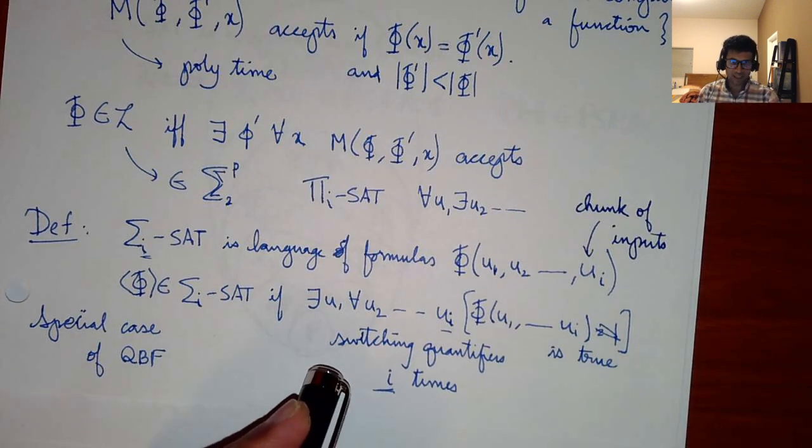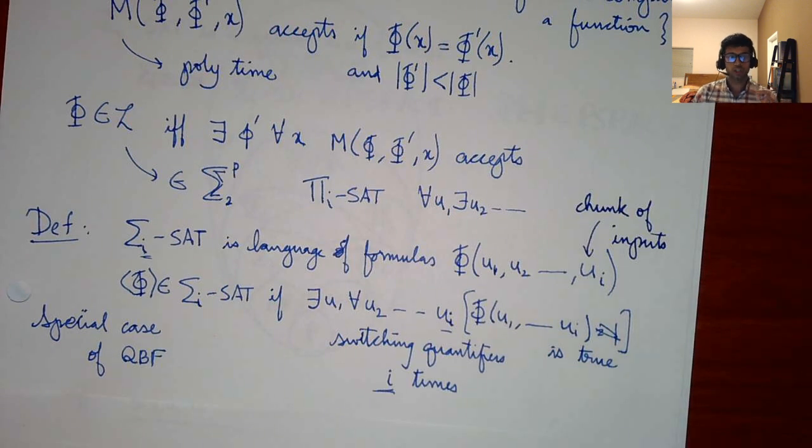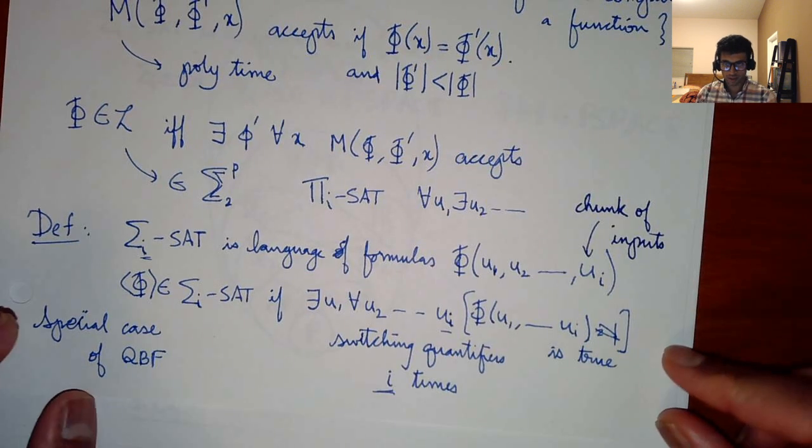In sigma I sat, I am only allowed to switch the quantification I times. You can switch it at most I times. That's what sigma I sat is. Okay, any questions about that?